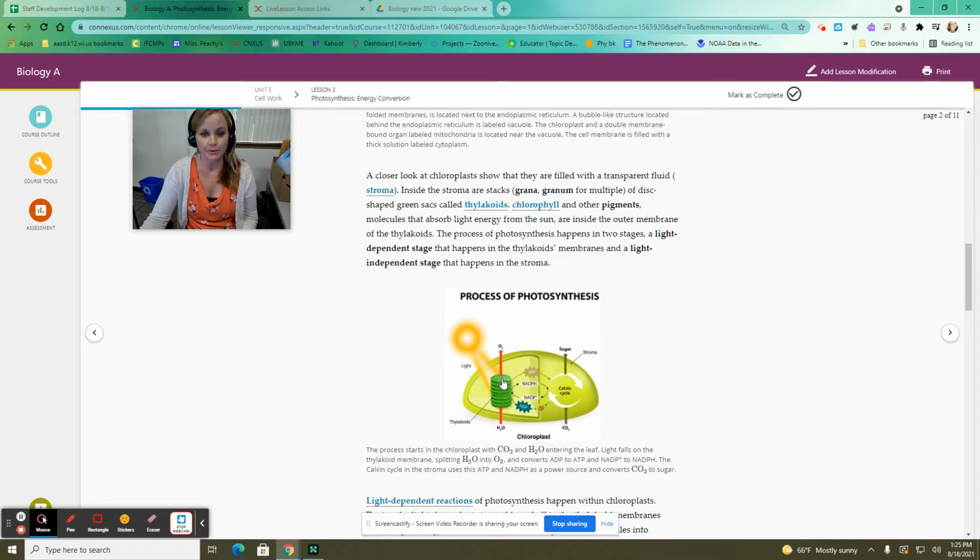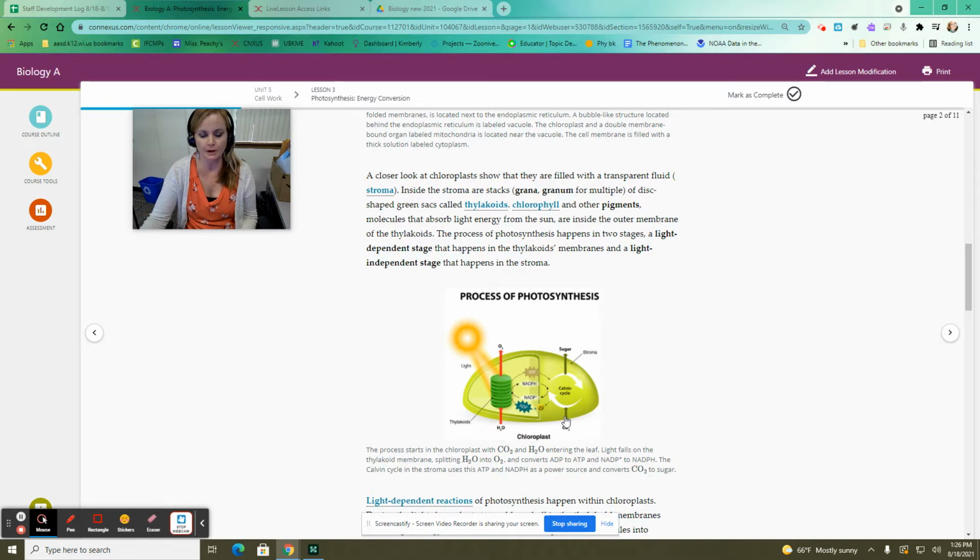A group of thylakoids is referred to as a grana. And if you talk about multiple stacks, they're multiple grana. The fluid that surrounds the thylakoid is called the stroma. So we have the stacks of pancakes, which are the thylakoids, and the fluid that surrounds it, which is called the stroma. And different parts of photosynthesis take place in different portions of the chloroplast.